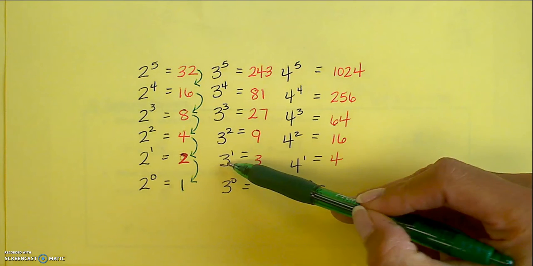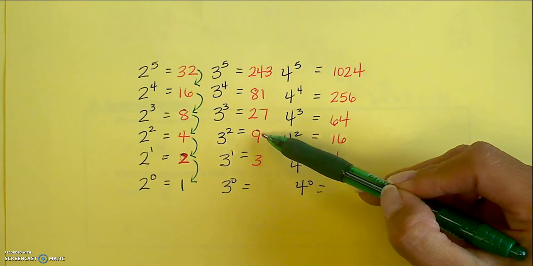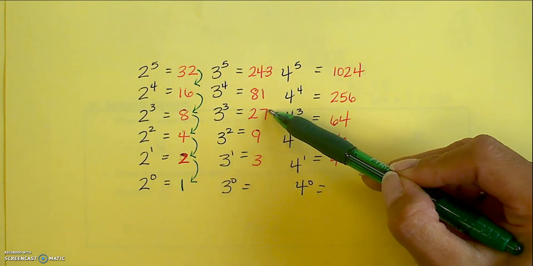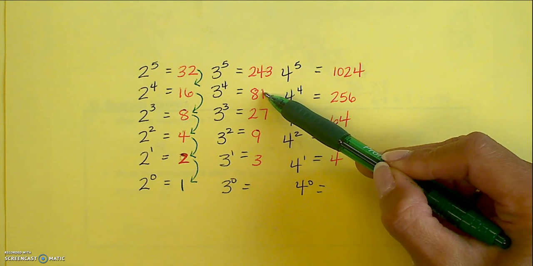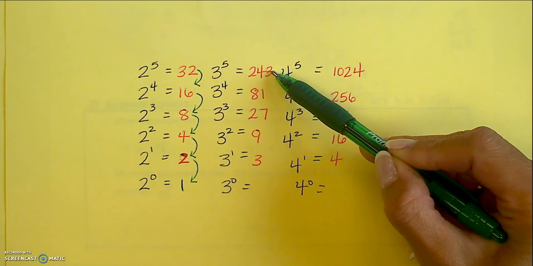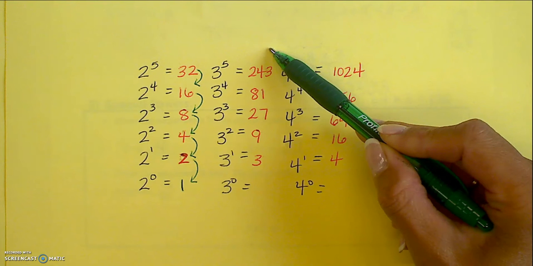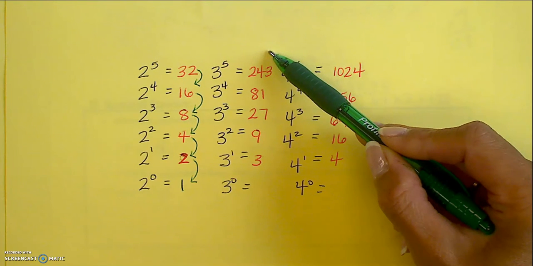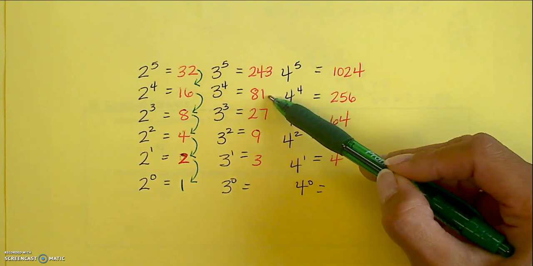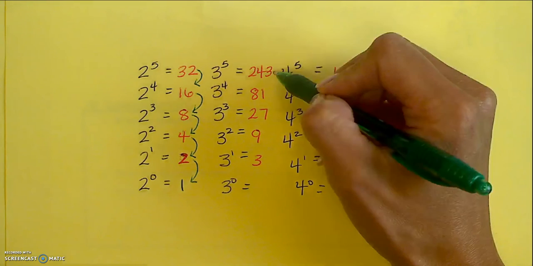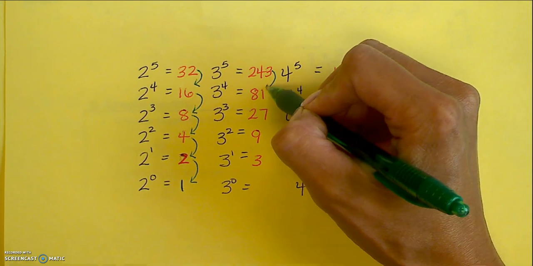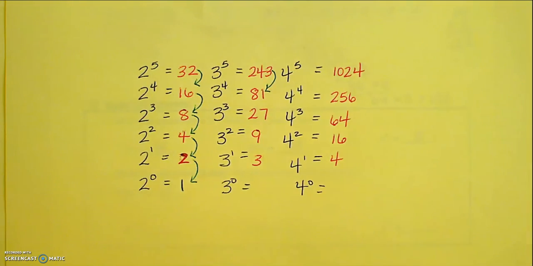So we know that 3 to the first is 3, 3 squared is 9, 3 to the third is 27, 3 to the fourth is 81, 3 to the fifth is 243, and if I want to find 3 to the sixth, I would multiply that by 3. If I want to reverse the order, I'm going to do the opposite operation. So instead of multiplying, I'm going to divide.